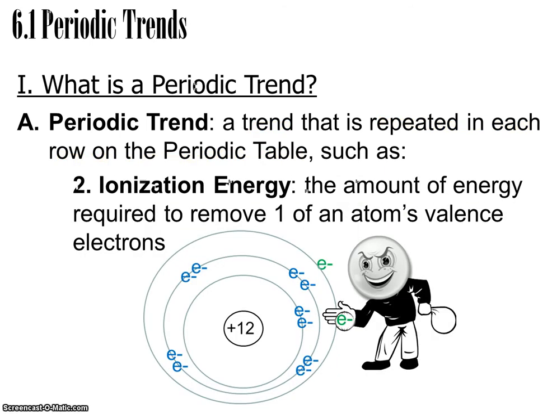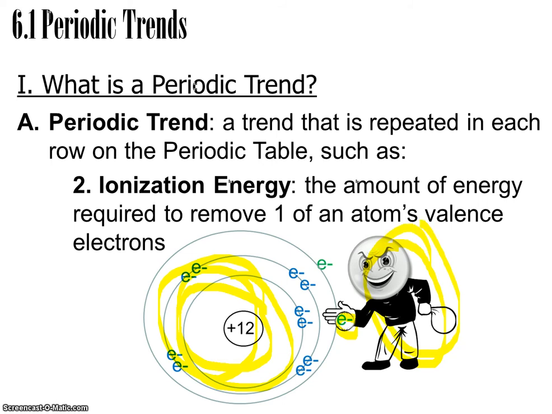The second trend we're going to look at is called ionization energy. It's the amount of energy that is required to remove one of an atom's valence electrons if another atom was trying to steal it. So we have a picture here of a thief, and a thief is a good example because this thief is trying to remove a valence electron from this atom over here. Ionization energy is a characteristic of this atom, how tightly it holds on to its valence electrons. So it describes how much energy it's going to take a different atom to remove one of its electrons.